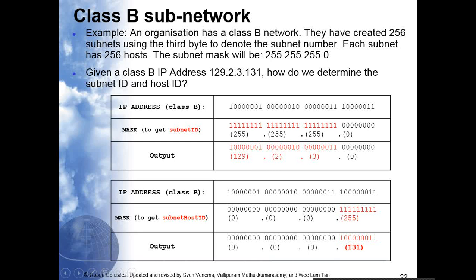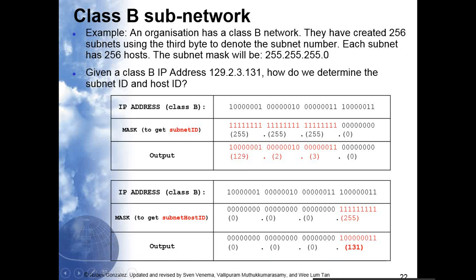Class A, 1 byte for the network, 3 bytes for the host. Class B, 2 bytes for the network, 2 bytes for the host. So normally we would have 2 bytes for the network, 2 bytes for the host. If you look at the setup here, the mask to get the subnet ID is not 2 bytes, but it's 3 bytes. Why is it 3 bytes? Because we're using the third byte to represent our subnets. So the normal network will be the class B network, that's the first 2 bytes, and then our subnet is the next 8 bits, or the next byte.